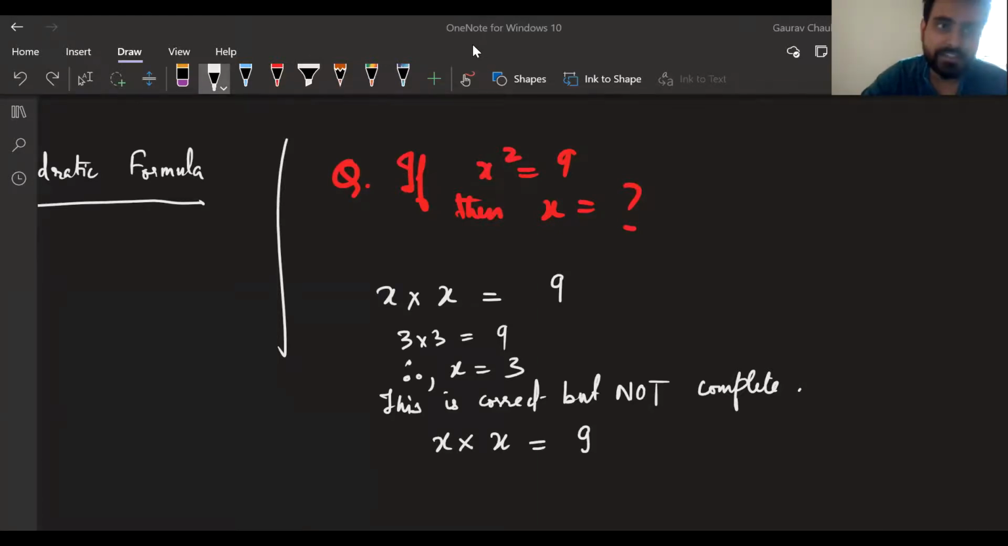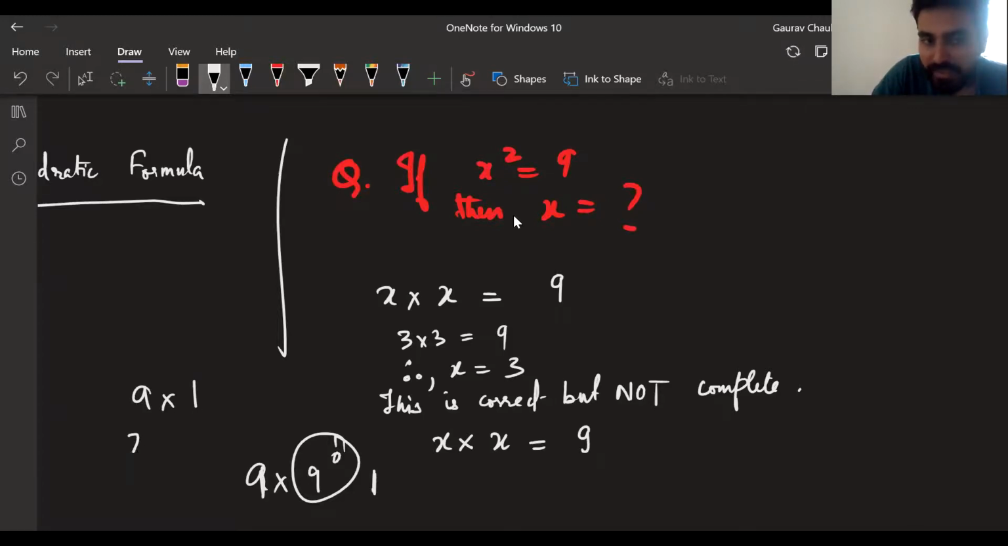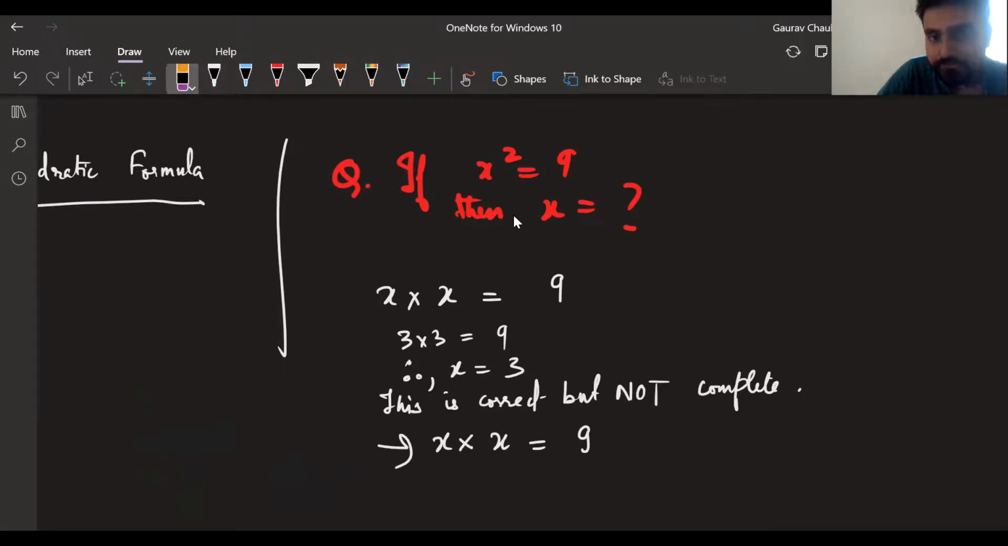Now only I told Manisha, 9, root 9 and root 9. MG is writing 9 into 9 to the power 0. MG, you are right, but 9 to the power 0 is 1, no. 9 into 1 is not x into x, it is x into y. It is not x into x. So it will not fit this equation, right?